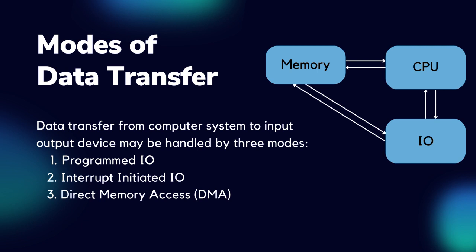In a computer system, data is to be transferred from the input device to memory and from memory to the output device. This data transfer process is done with three modes of data transfer that are as follows. First, programmed I/O, second, interrupt initiated I/O, and third, direct memory access.